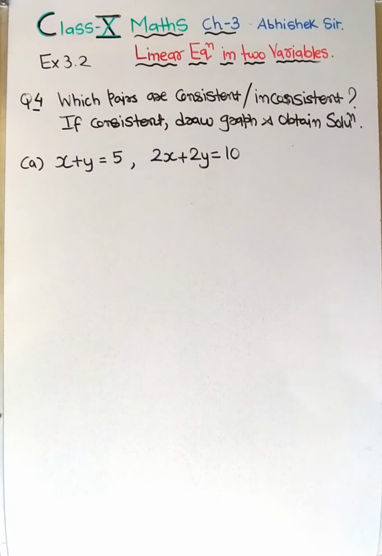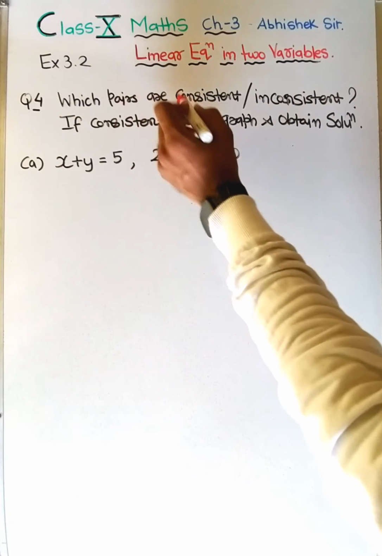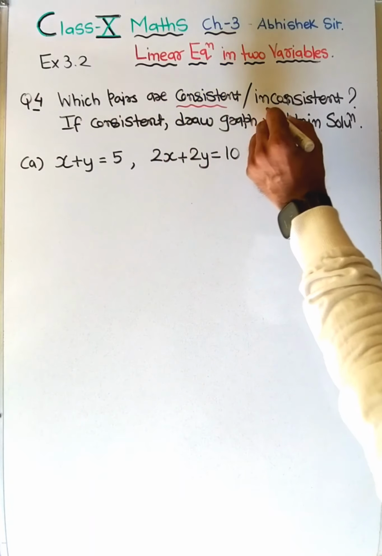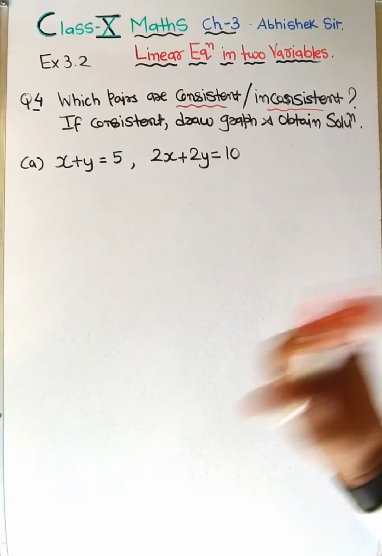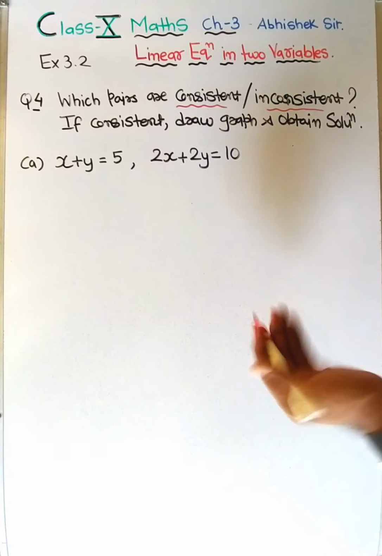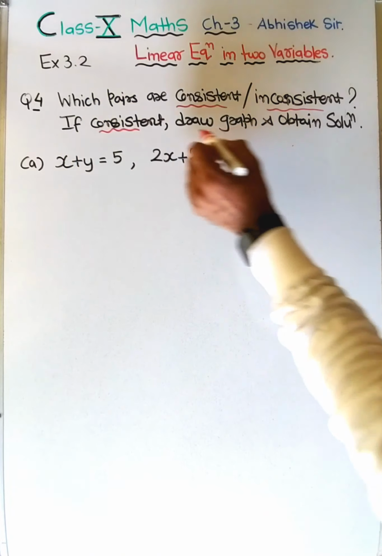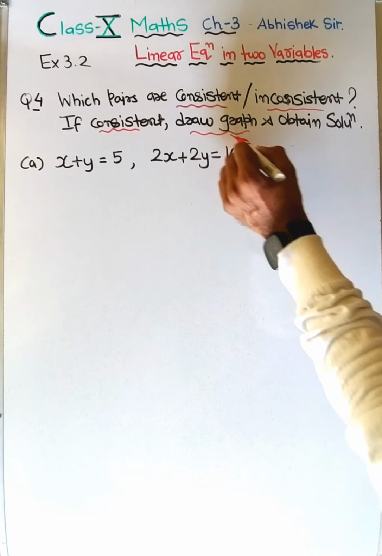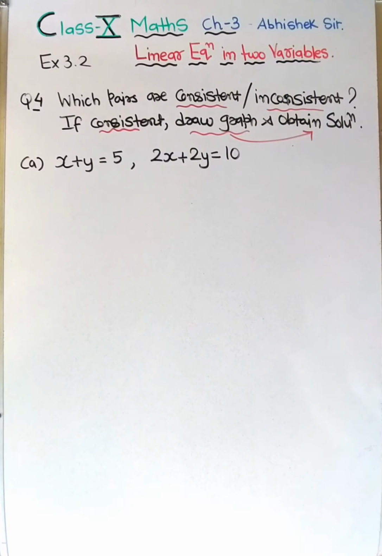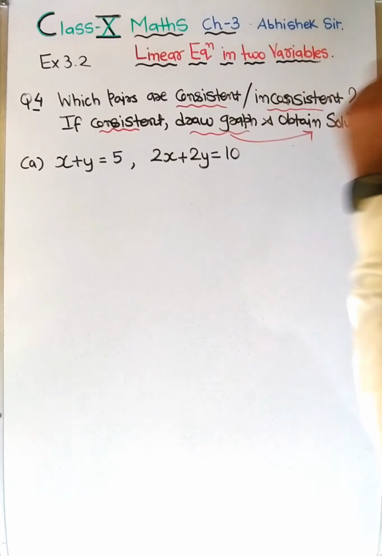Now in question number 4 of exercise 3.2, we have been asked two different things. First of all, we have to decide whether the pairs are consistent or inconsistent by doing the ratios A1 by A2, B1 by B2, C1 by C2. And if they are consistent, then we have to draw the graph and finally obtain the solution of the variables. Clear? So this is a very important question. So let us start. Which pairs are consistent, inconsistent?